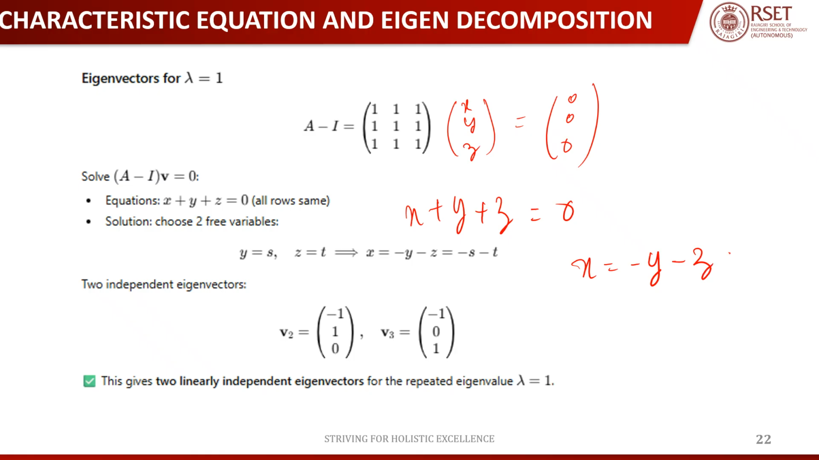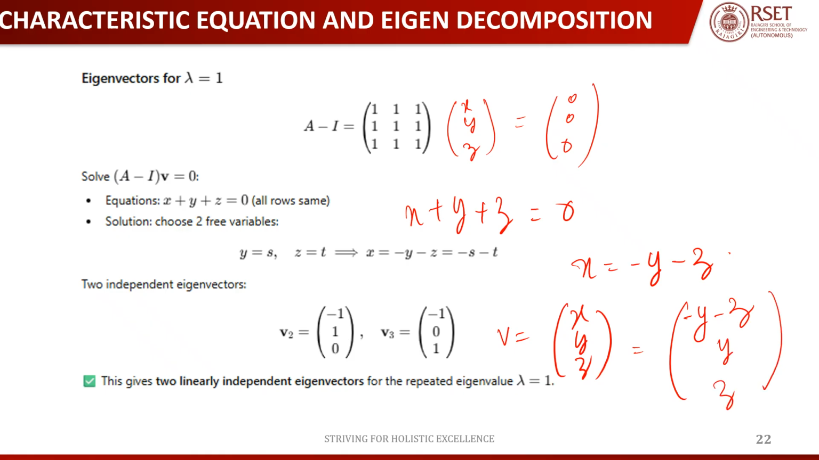So our v was equal to x, y, z, and you have the relation x is equal to negative y minus z. So instead of x we will be writing negative y minus z, then you have y, then you have z. Now just give arbitrary values to z and y. So the first eigenvector would be, let's give z equal to 0 and y equal to 1. So z is 0, y is 1, and negative y minus z is negative 1 minus 0, so that would be negative 1. So this is a particular eigenvector.